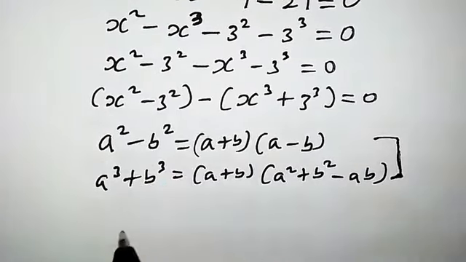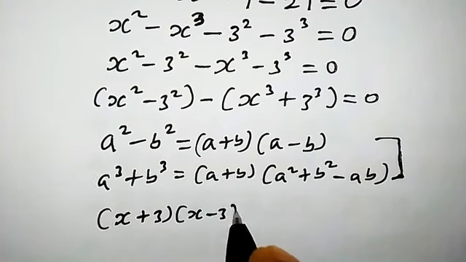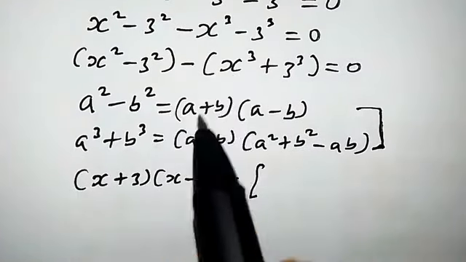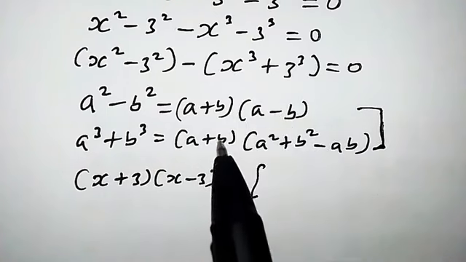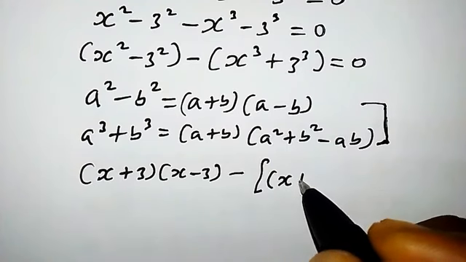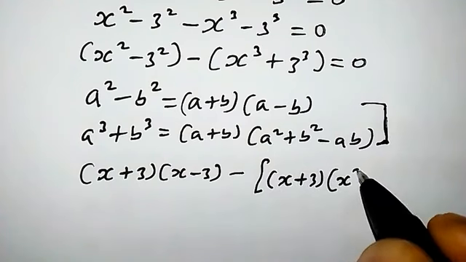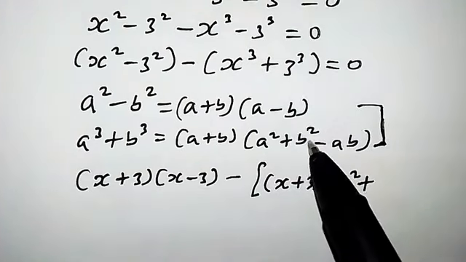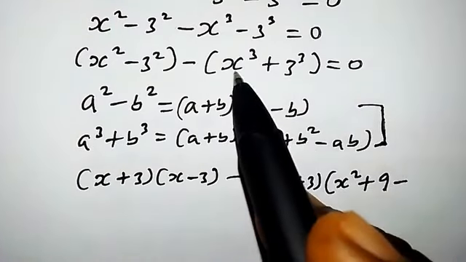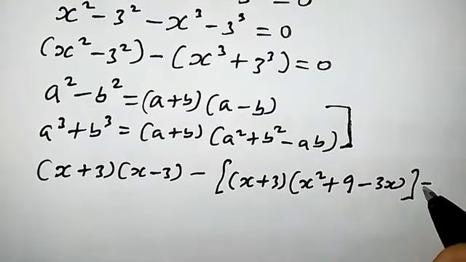So from here, we're going to have x plus 3 times x minus 3 minus, in this case, our a is x when we compare this guy, and our b is 3. We just plug a and b into this right hand side. So we're going to have x plus 3 times, when we plug x here, we're going to have x square plus, when we plug 3 here, that is 3 square, which is 9, minus ab, that will be x times 3, which is 3x. And don't forget, all this is equals to 0.